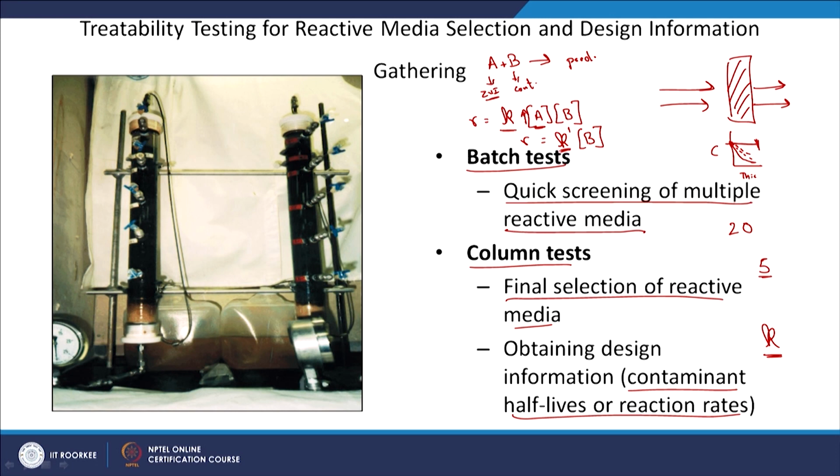And this K dash is my pseudo first order rate constant. As we see here, it is supposed to be second order, but it seems like a first order. That is why we call that particular reaction a pseudo first order reaction. So based on my column test, I will be able to estimate the relevant rate constants. That will give me an idea about which reactive media brings about the relevant removal relatively faster. Based on these tests, I will be able to choose the final reactive media that I am going to place in the PRB.